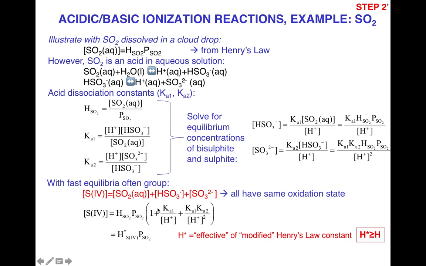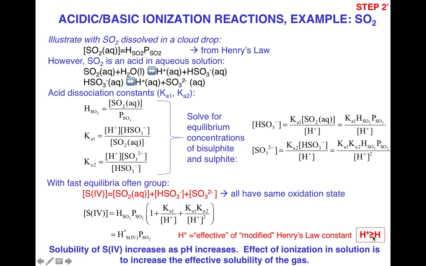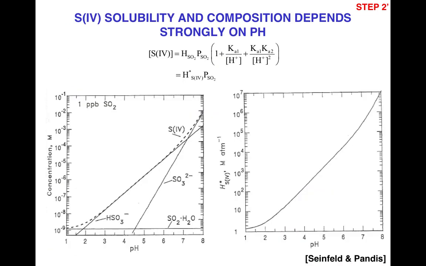And we can define this term as an effective Henry's law constant. And normally, effective Henry's law constants, when people bother to calculate them, it's usually because they're greater than the regular Henry's law constant. So the effect of ionization in solution, in particular in this case, is to increase the effective solubility of the gas. And this relates all the way back to Le Chatelier's principle again. If a species partitions in and then it changes form, then there's more room for that original step to put more of itself in. So here what I'm showing, there's two plots.